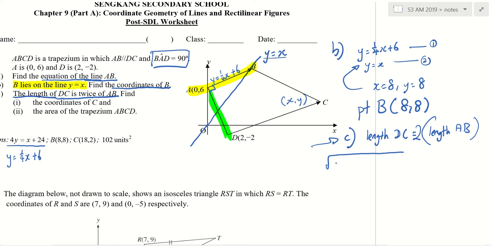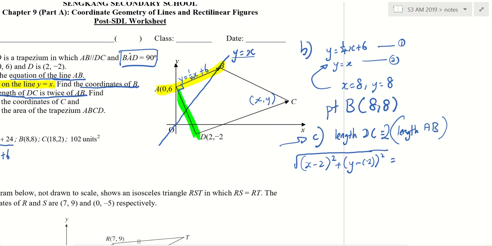Square root of, X2 minus X1, so X minus 2, squared, plus y minus negative 2, squared, equals what is on the other side? 2 times the square root of AB. You have B already, yes? B is (8, 8).